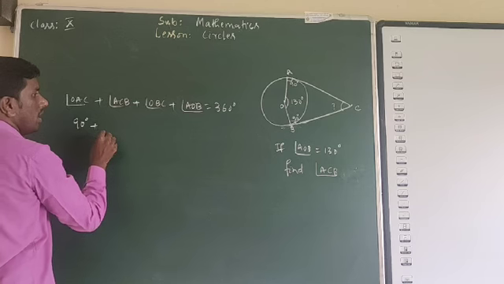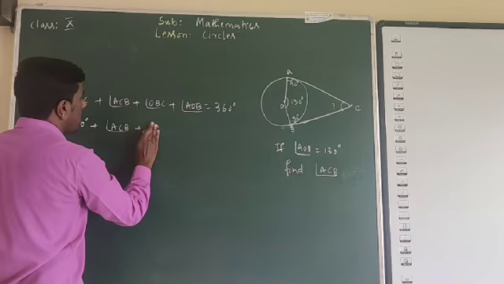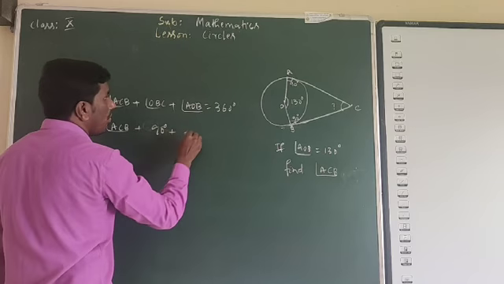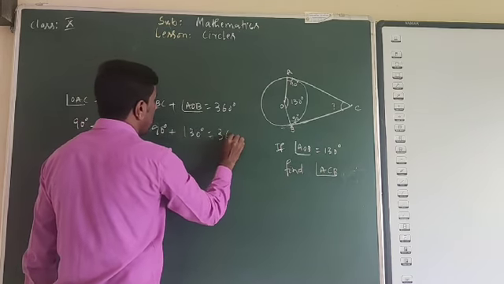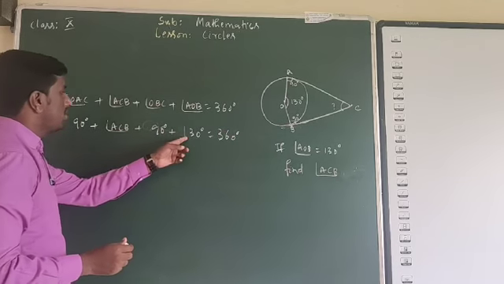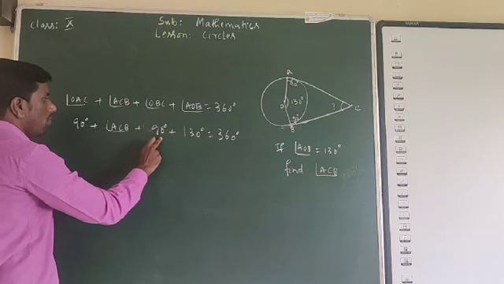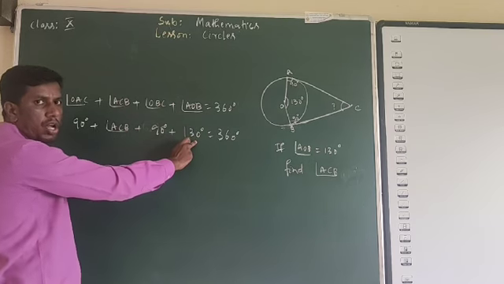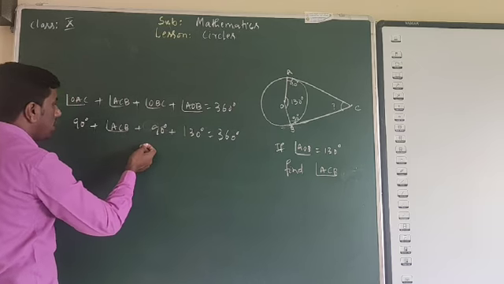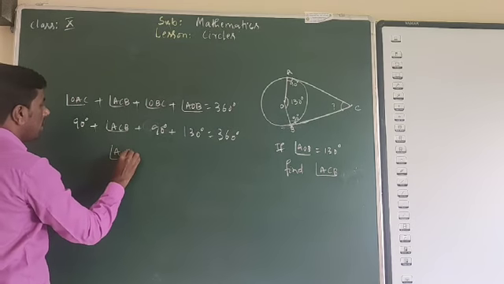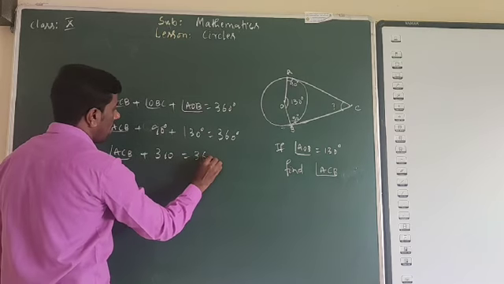Plus ACB, we need to find out. Then OBC, that is also 90 degrees. Then AOB, we have been given, is 130 degrees. This is equal to 360 degrees. So add all the numerical values and send them to the other side. 90 plus 90 becomes 180. 180 plus 130, so 280, 310, right? So ACB plus 310 is equal to 360.